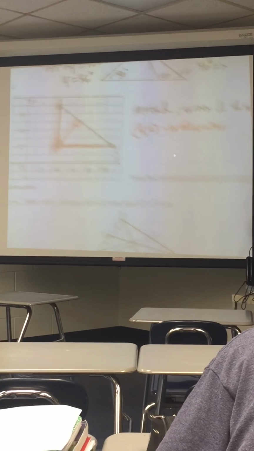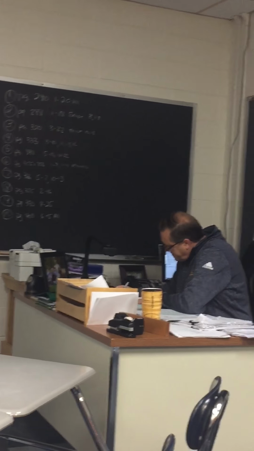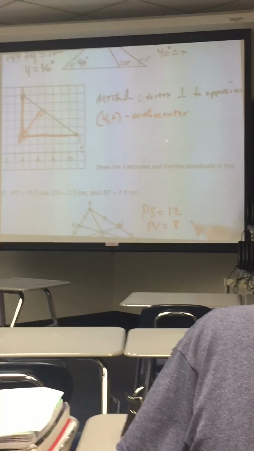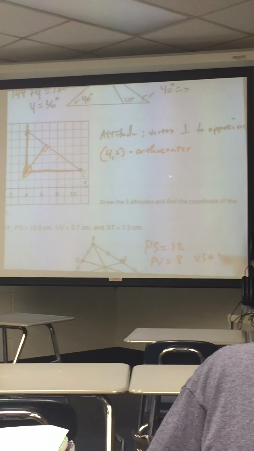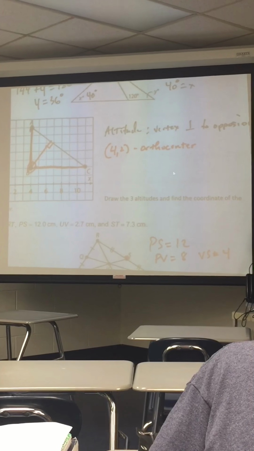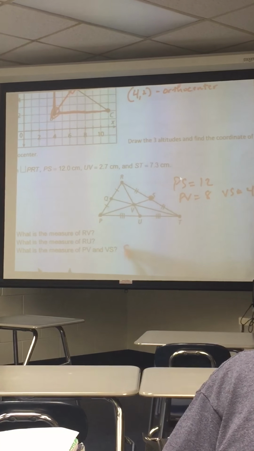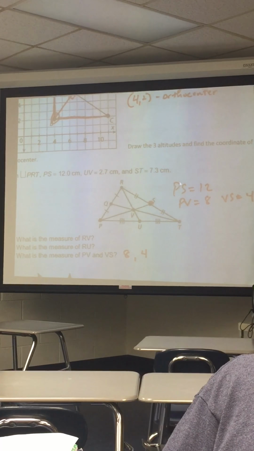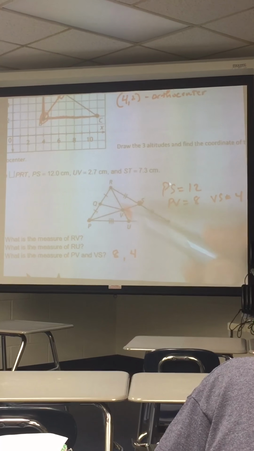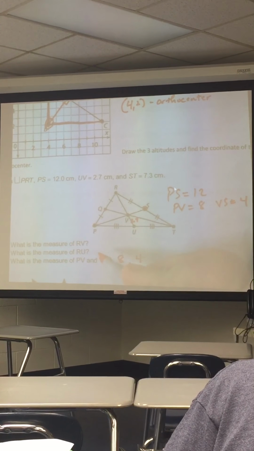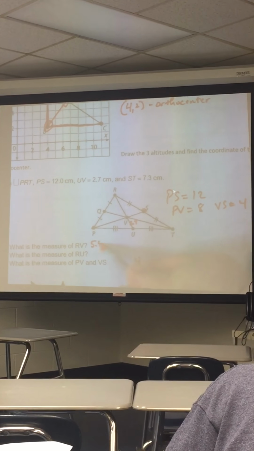All right, let's take a look at number 3. If PS is equal to 12, which is the entire thing, then I know that PV is 8 and VS is 4. Right? And so that's actually letter C. If UV is 2.7, that's this right here, then that makes RU 2 times that, which is 5.4.